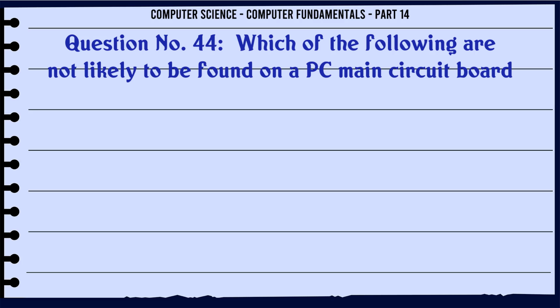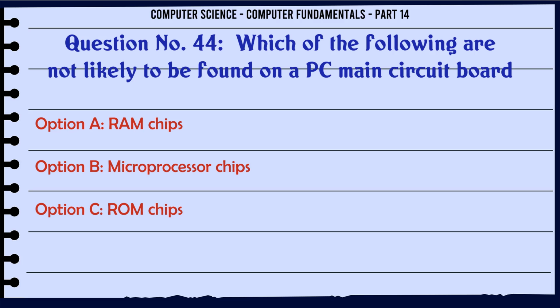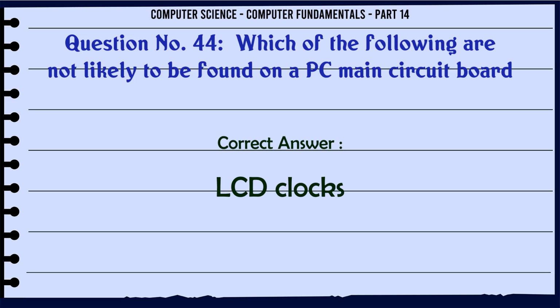Which of the following are not likely to be found on a PC main circuit board? A. RAM chips. B. Microprocessor chips. C. ROM chips. D. LCD clocks. The correct answer is LCD clocks.